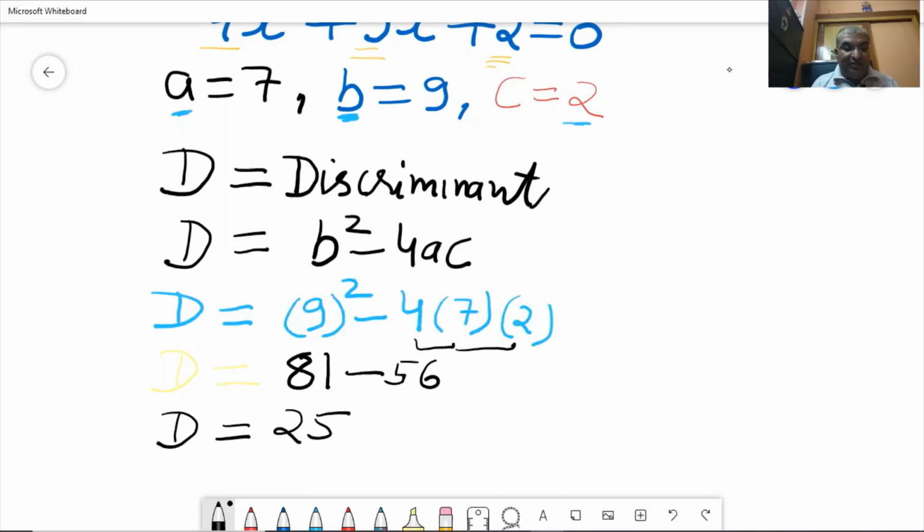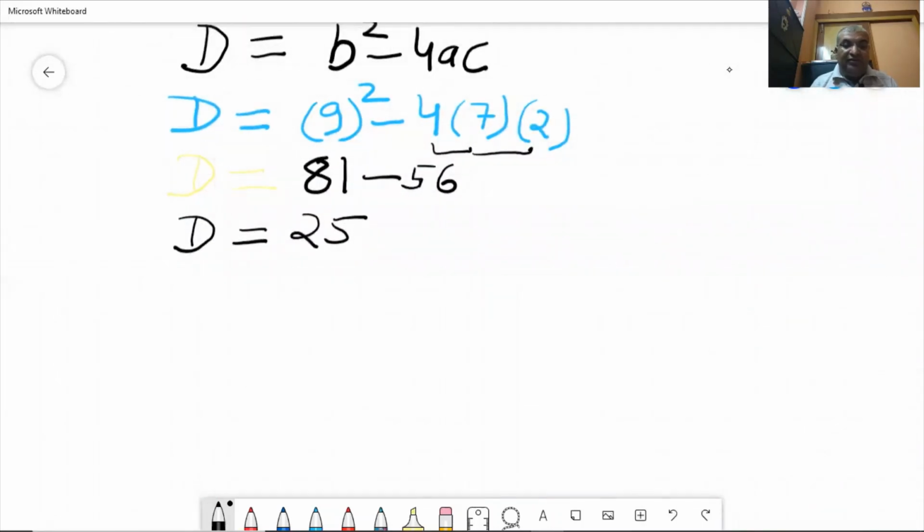So first thing to be calculated whenever you want to solve a quadratic equation is d. D means discriminant, and for discriminant the formula is b square minus 4ac. You need to put the values of a, b and c. Now moving forward, you need to calculate the value of x. That is called the solution of the equation or the roots of the equation.